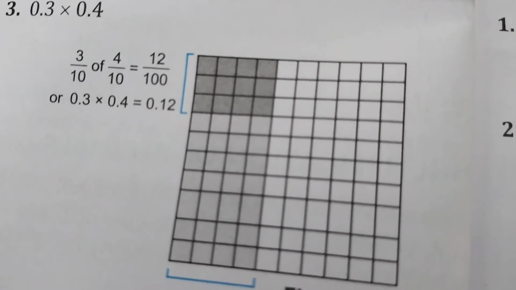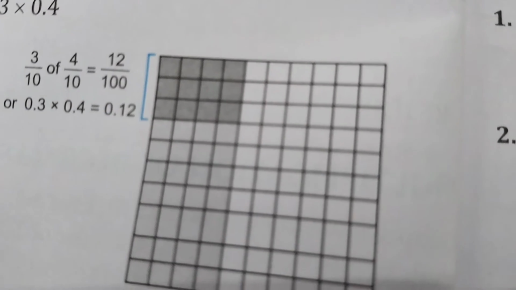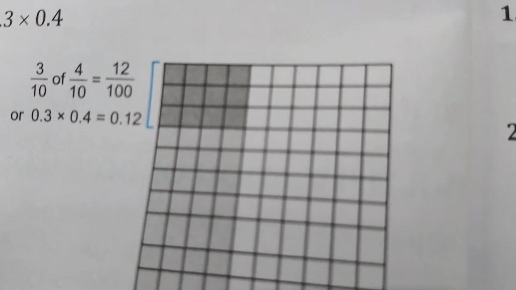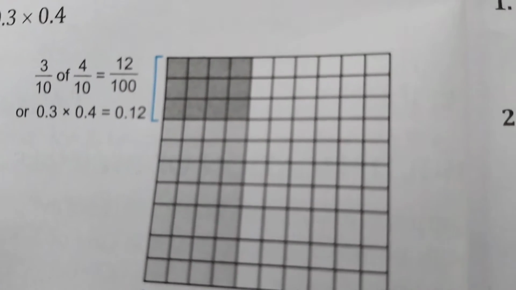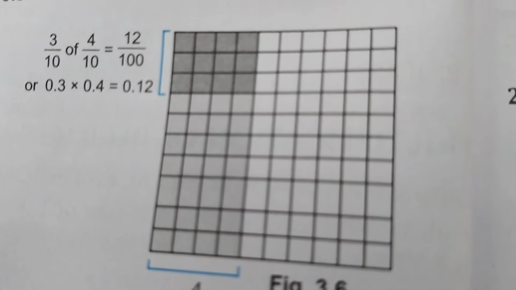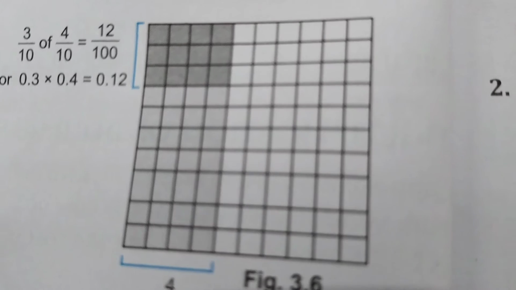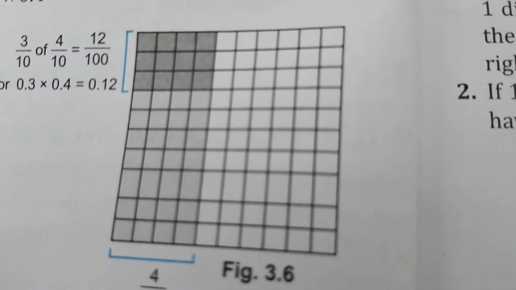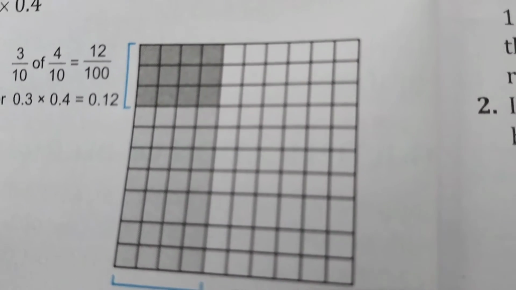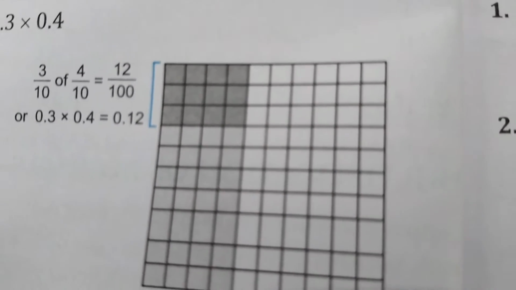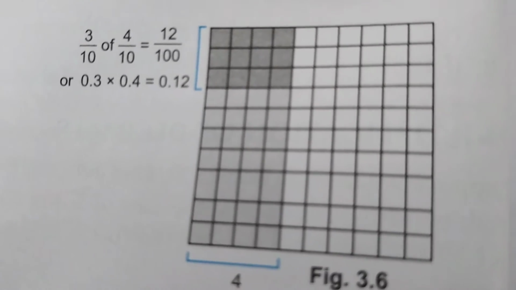Let us see one more, 0.3 into 0.4. 0.3 in fractional form gives 3 by 10, and 0.4 gives 4 by 10. 3 4s are 12, 10 10s are 100. So 0.3 into 0.4 gives you 0.12. As we have discussed, 12 by 100 in decimal form is 0.12. Let us see more examples.